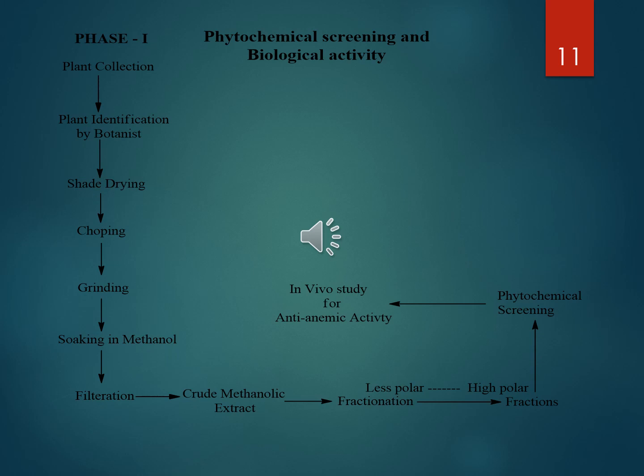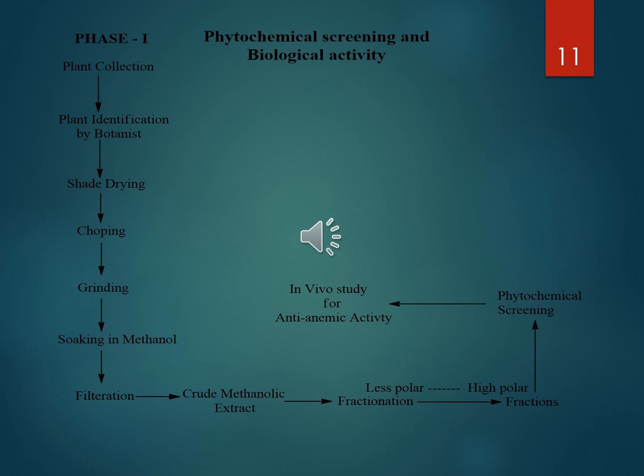The next step is shade drying. At this step, the whole plant material is placed in the shade for drying. This is carried out within 7 to 15 days. After that, the whole plant material is chopped and ground using a pestle and mortar, or a crusher and grinder if the quantity of the plant material is huge. After that, the powder material is dipped in methanol. Here it takes 20 to 30 days if the plant material is a large quantity and a few hours if the plant quantity is less.